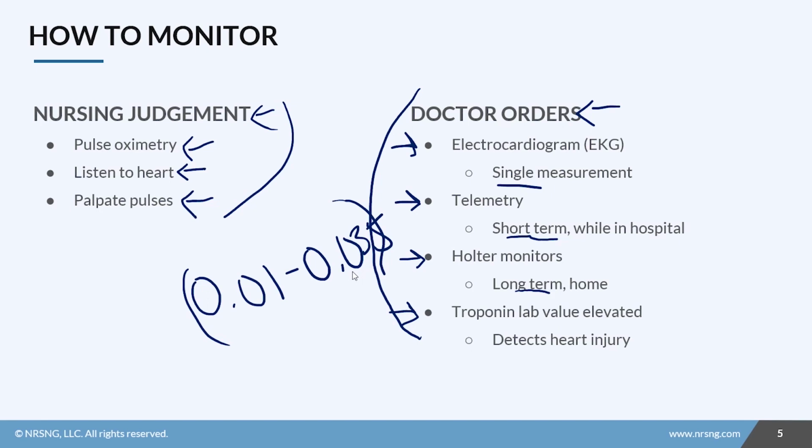So if a patient has a troponin lab value that's greater than the guidelines, then you will be concerned. And the doctor will probably want to check those troponin values every 4 hours or so just to make sure that they're going down and not up. Because if they are going up, the doctor may be concerned that the heart is damaged.